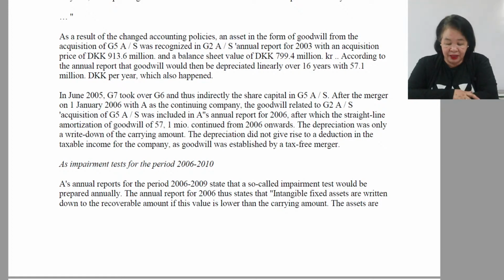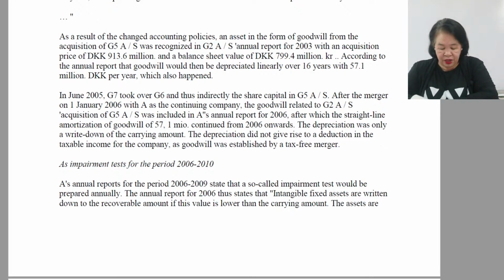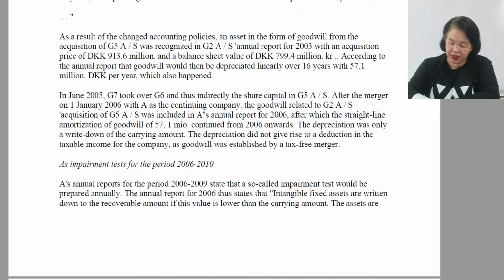Impairment test for the period 2006 to 2010. ACE annual reports for the period 2006 to 2009 state that a so-called impairment test would be prepared annually. So the annual report for 2006 thus states that intangible fixed assets are written down to the recoverable amount if this value is lower than the carrying amount.